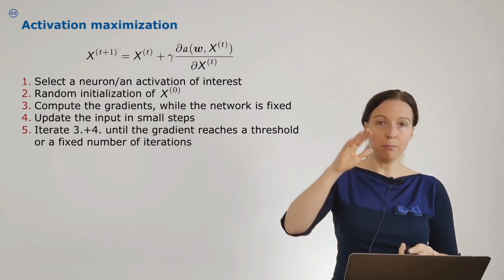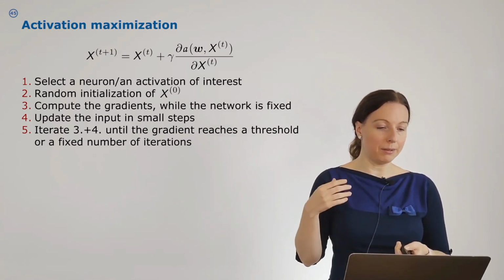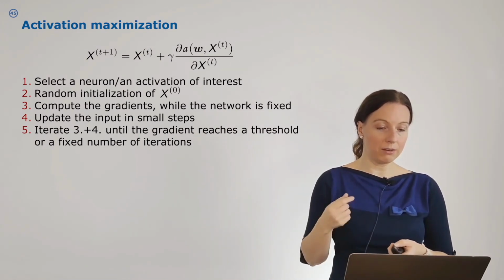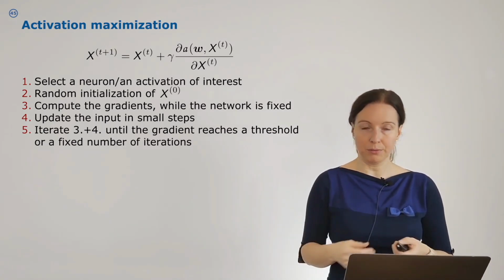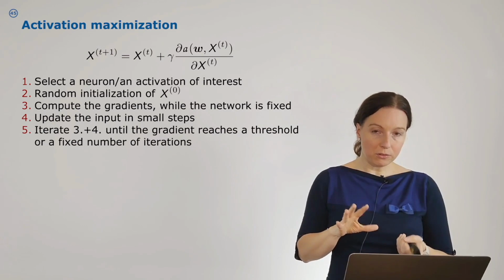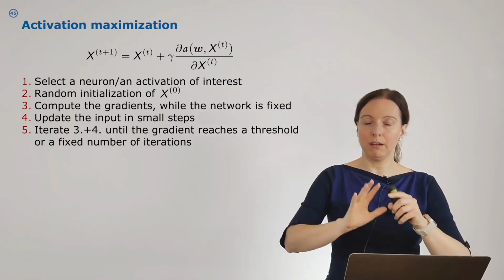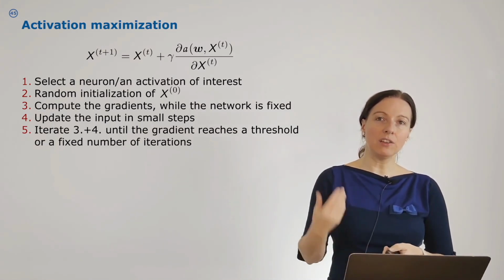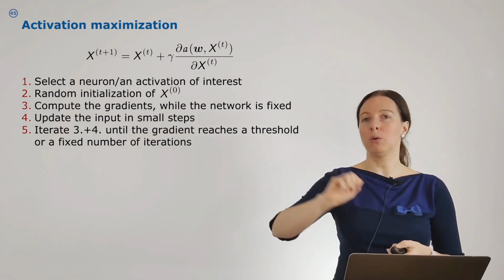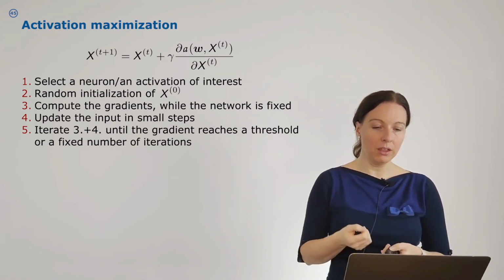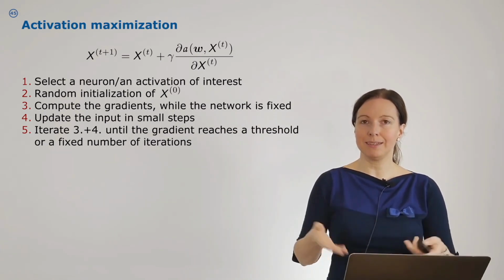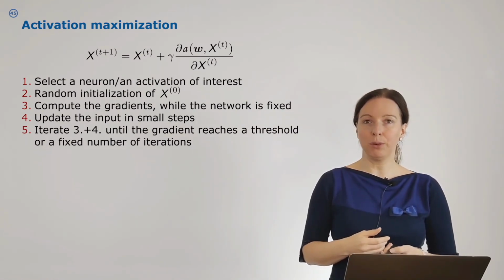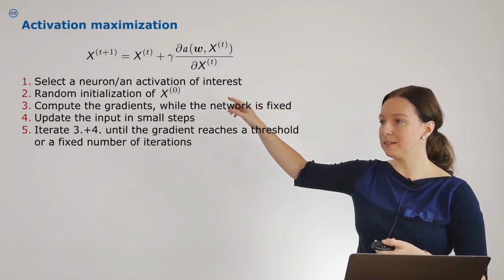You perform a gradient ascent update step in small steps, and then you iterate steps 3 and 4 until the gradient reaches a threshold or a fixed number of iterations. And so you will reach a specific point as the end result. You can increase the diversity between these generated examples, these activation maximization samples, by using different seed points for this random initialization here.